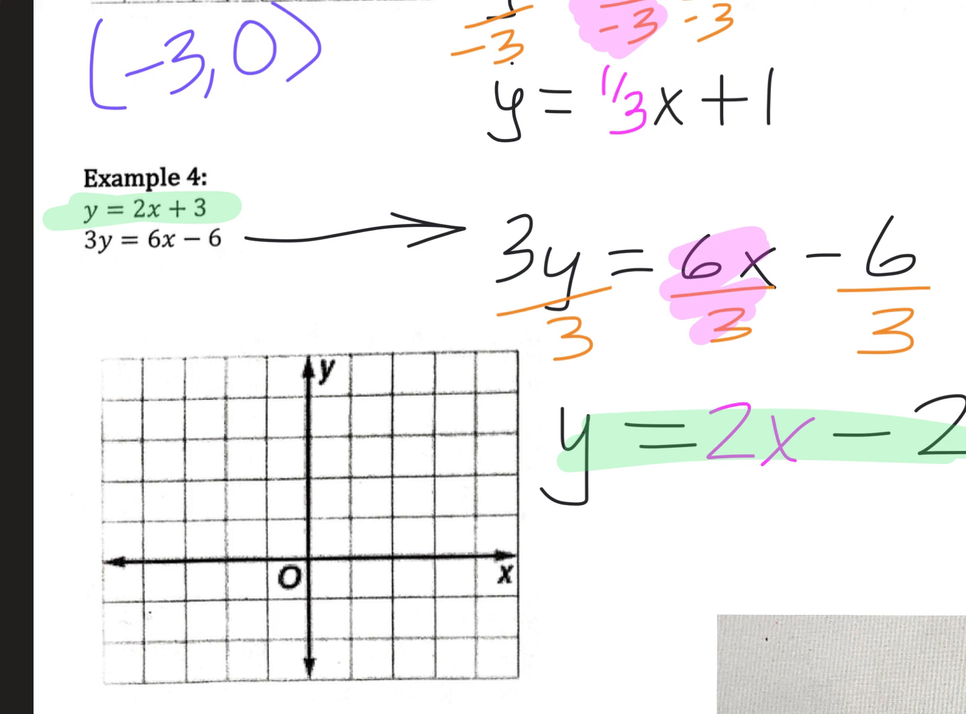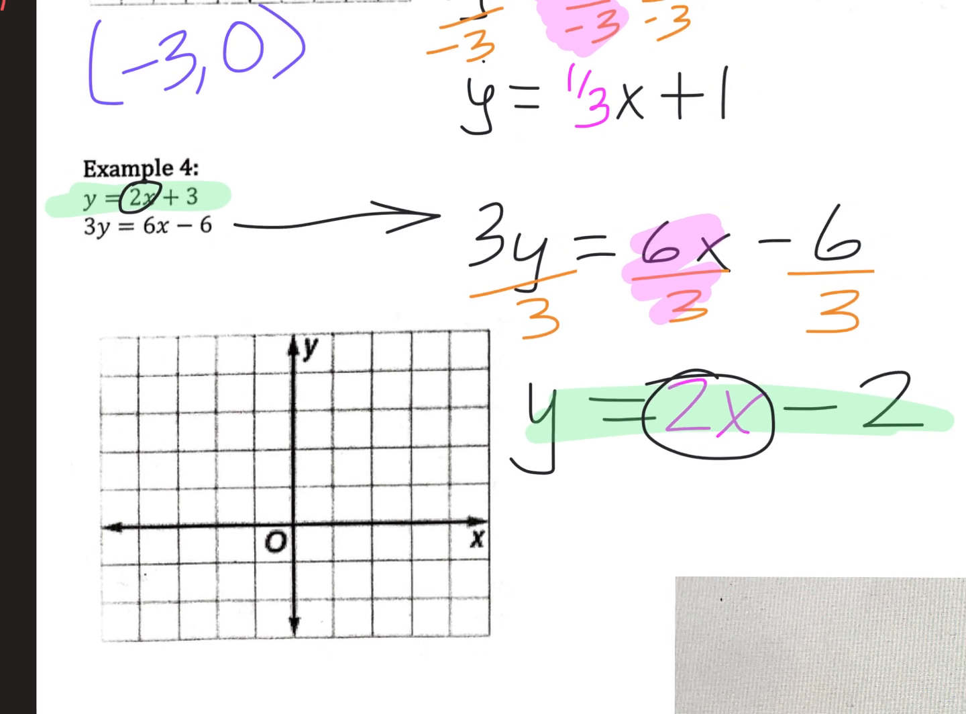What do you guys know about lines that have the same slope? They're parallel to each other. So if I've got 2 parallel lines, let me do the first one first. So 2x plus 3. Well, we're going to cross up here at 3. That's our beginning point. Go up 2 over 1. So I've got one line. So this is my 2x plus 3.